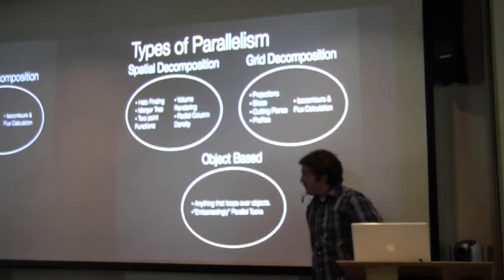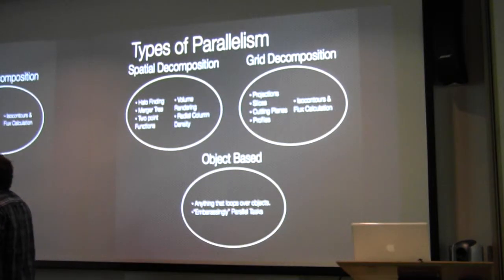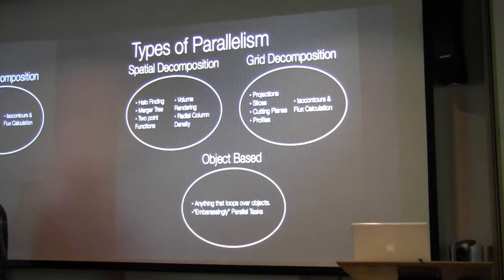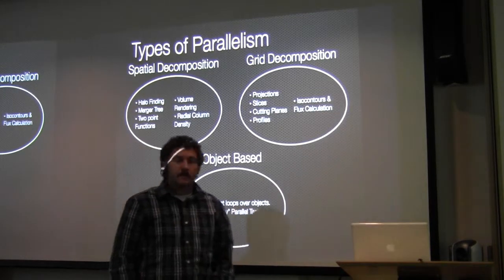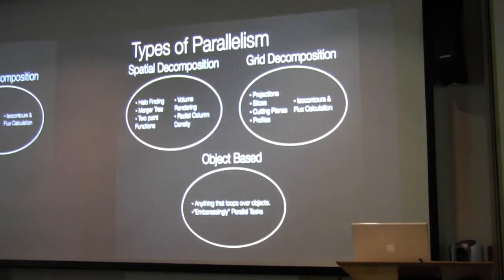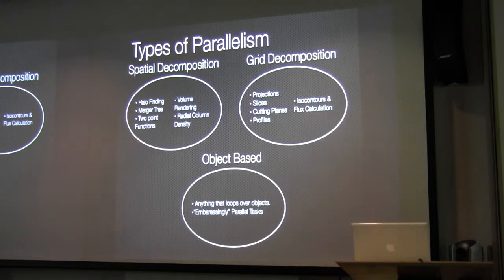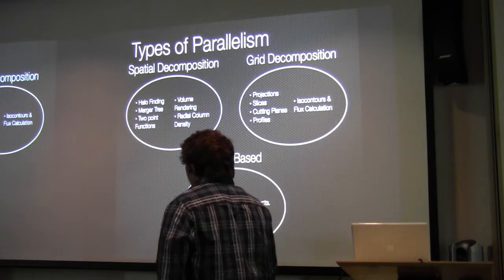So first of all, I want to go through the different types of parallelism. There are three main types that YT takes advantage of. The first is spatial decomposition. That means you have some algorithm for splitting up your data and handing off different pieces of your data to different processors to work on and collecting the results at the end. So these are things like halo finding, volume rendering, two-point functions, the radial column density calculation. All those things, you split up your data and you fork it off to different processors.